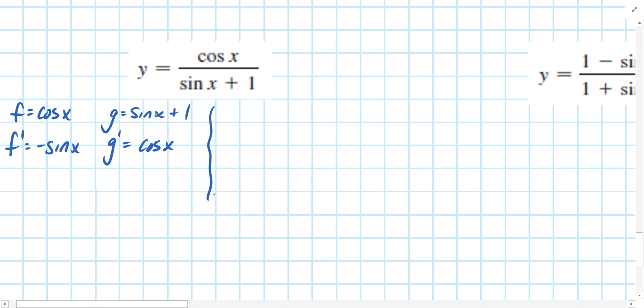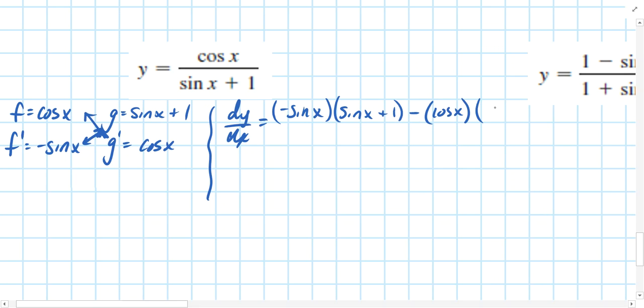So if we think of that phrase, low d high minus high d low over low low, we're again multiplying for our derivative these two first. So we want negative sine x times sine x plus 1. So that's low d high minus the high function, which is cosine, d low, which is cosine again, all over low low, or low squared, which is cosine of x squared.